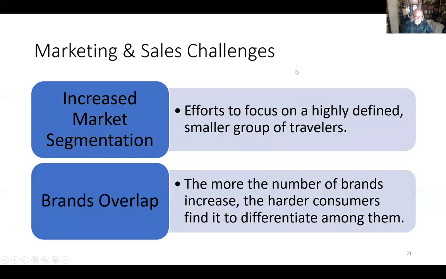And then certainly there are marketing and sales challenges all the time in any industry that is highly competitive. In this case, what we find is an increased market segmentation in the hotel industry. Part of that competition that is so intense is that there are many players out there seeking to find a particular niche or small segment that, without too much competition, they can still find profitable enough for operations to do that.